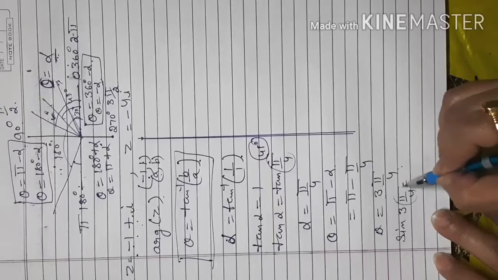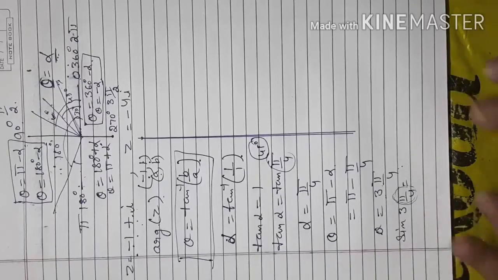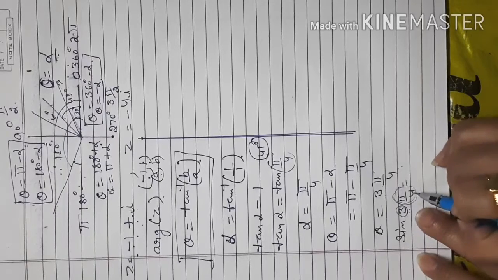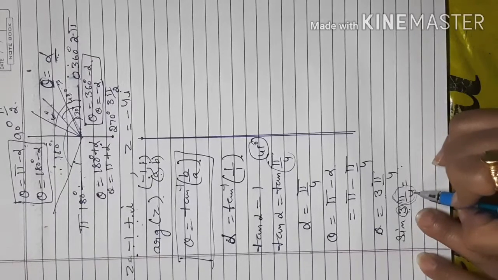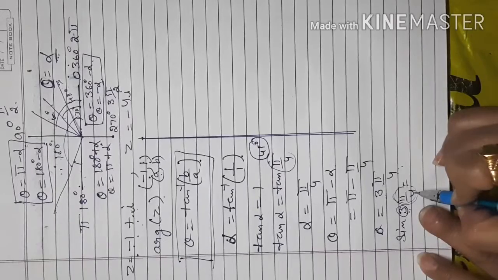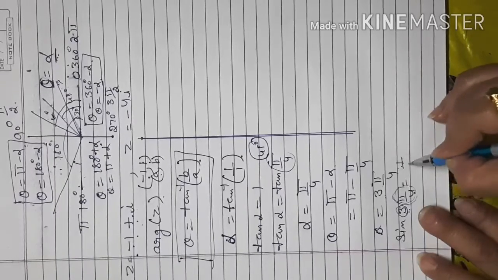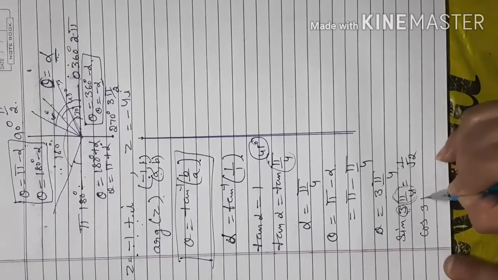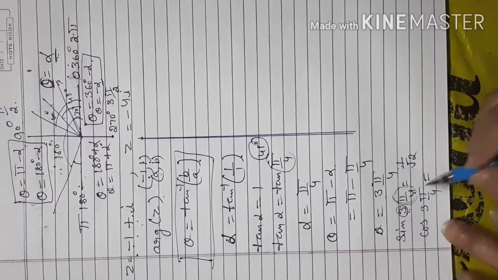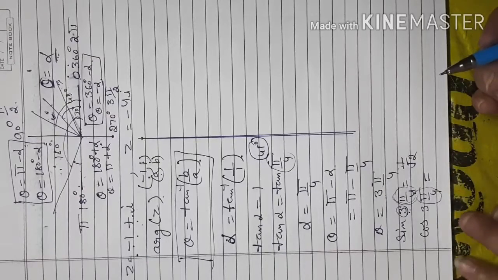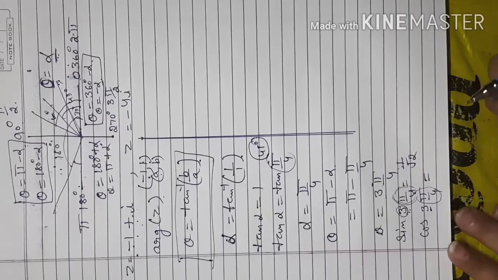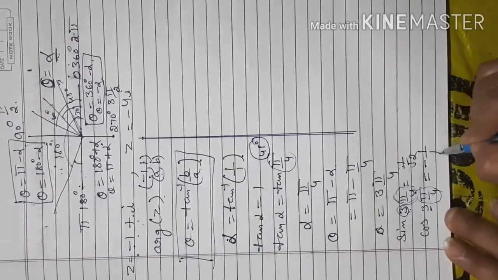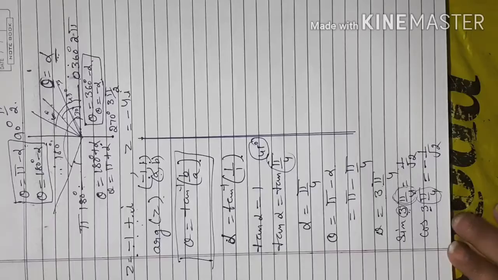So whatever the pi by 4 value is, 1 by root 2, that will be the same, but 3 shows that it lies in the second quadrant, and in the second quadrant sin theta is positive, so it will be 1 by root 2. But if we go with cos 3 pi by 4, the pi by 4 basic value is 1 by root 2, but 3 shows that it lies in the second quadrant. That means in the second quadrant cos is negative, so my value will be minus 1 by root 2.